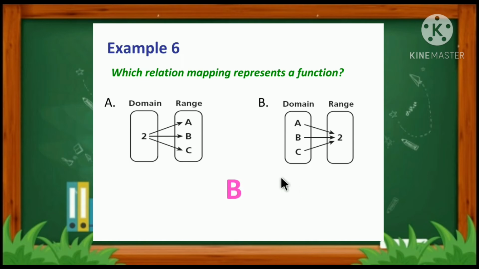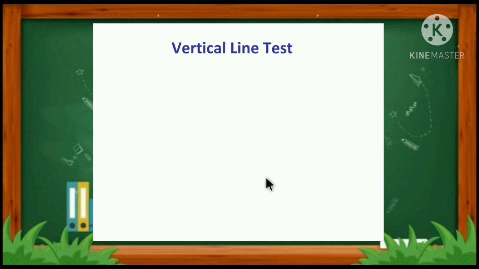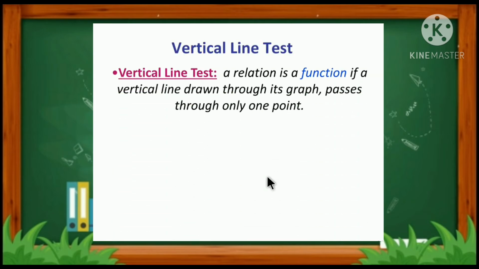The function is letter B. Okay? A is not a function. Okay, naiintindihan ba how to determine a function? Okay, now, the vertical line test. Okay? Vertical line test. It is a relation. A relation is a function if a vertical line drawn through its graph passes through only one point.